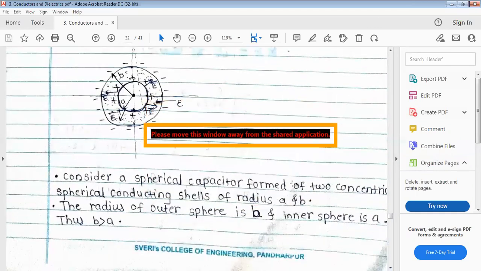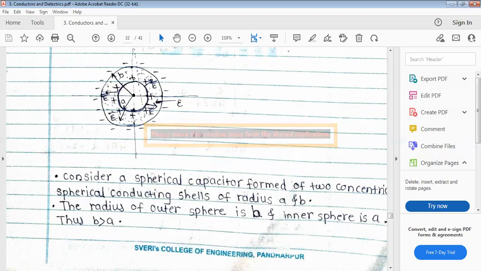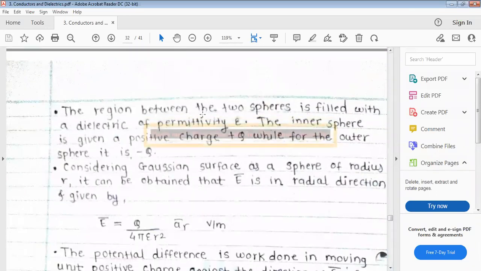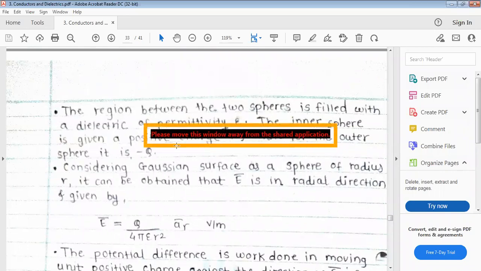Consider a spherical capacitor formed of two concentric spherical conducting shells of radius A and B. The outer sphere is B and the inner sphere is A, meaning B is greater than A. The region between the two spheres is filled with a dielectric of permittivity epsilon, and the inner sphere is given a positive charge Q and the outer a negative charge minus Q.